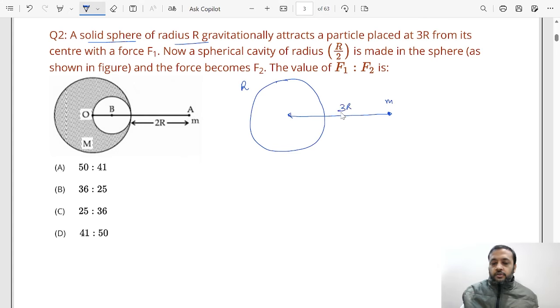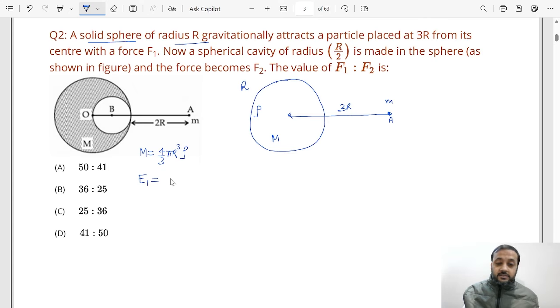Let us say rho is the density of Jupiter. What will be the mass of Jupiter? The mass of Jupiter will be the volume, which is 4 by 3 pi r cube, into the density. Now, what will be the gravitational field of Jupiter at the location point A? The gravitational field, which I will represent by E, will be equal to GM by r square.